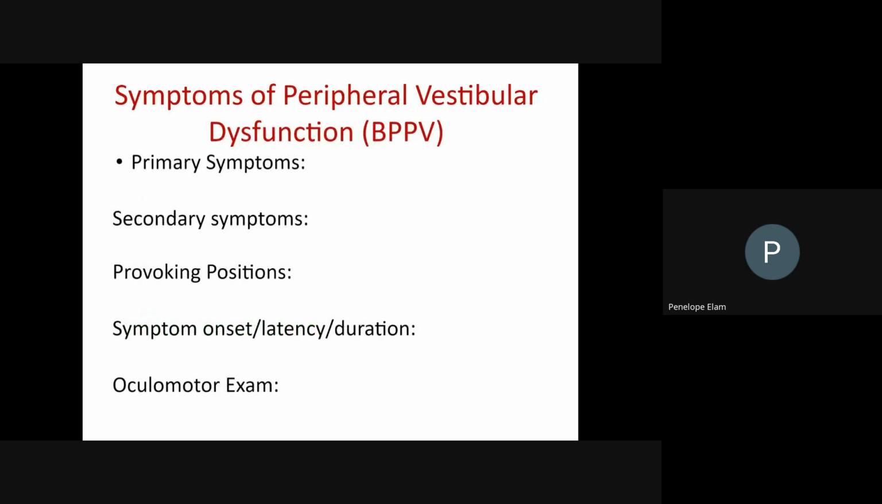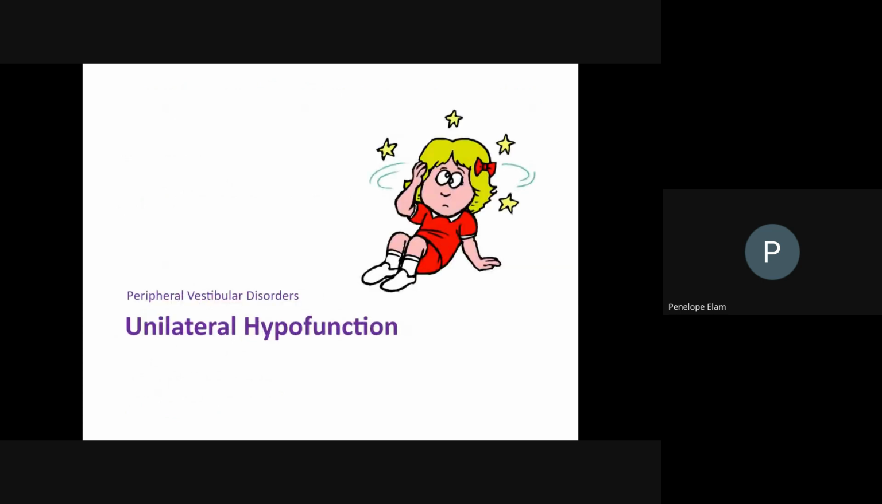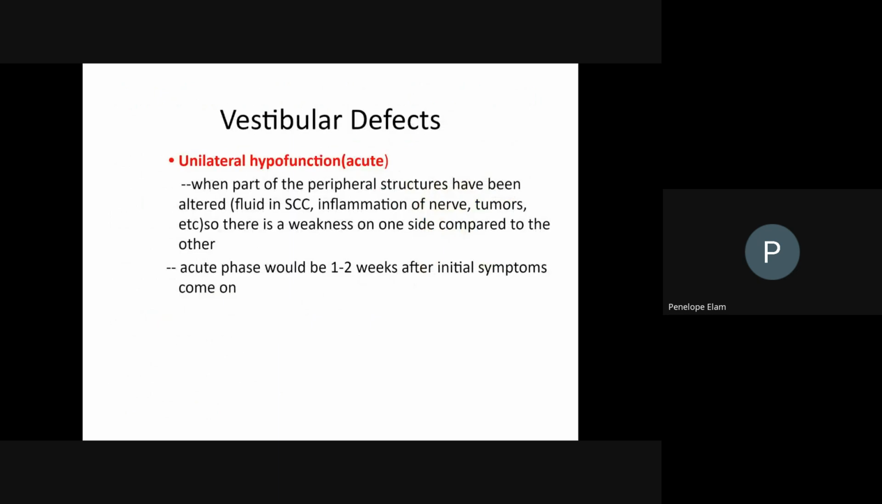So let's talk about the history taking. How does that look? A little different depending on the type of diagnosis or dysfunction that you are dealing with. So all this stays the same. We still want to think about knowing what the primary symptoms are, what the secondary symptoms are, provoking positions, symptom onset, latency, duration, and our oculomotor exam. All right, so for unilateral hypofunction, there can be an acute phase and there can be a chronic phase.